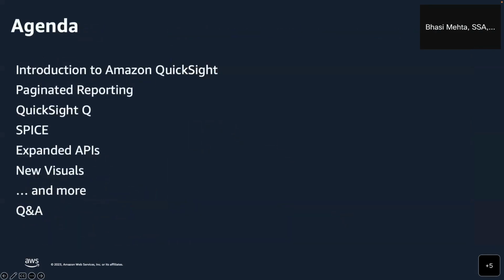Now, for today's agenda, what we're going to be going through is how QuickSight has grown over time. So we're going to be diving into our big feature releases this year, which will include Paginated Reports, QuickSight Q enhancements, developments on SPICE, the expansion of our APIs, and many more. And at the end, we'll go over a few of the questions that you've entered into the community page.